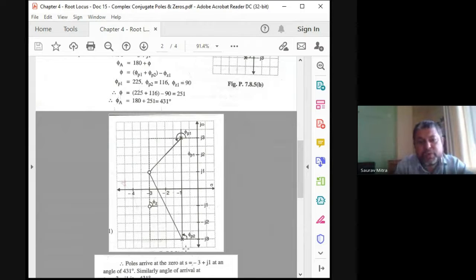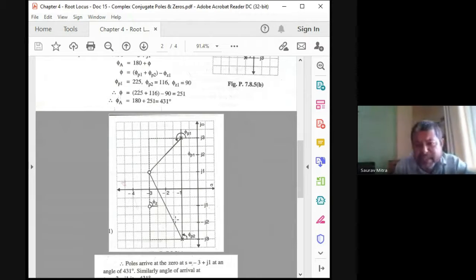So this is 4 units. That means this angle will be actually tan inverse of 2 by 4. Okay, so here this is 2 units and here this is 4 units. So this angle will be actually tan inverse 2 by 4, and that we are finding to be around 26 degree or so.